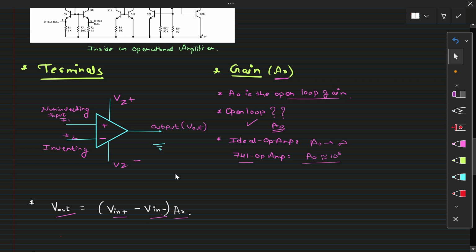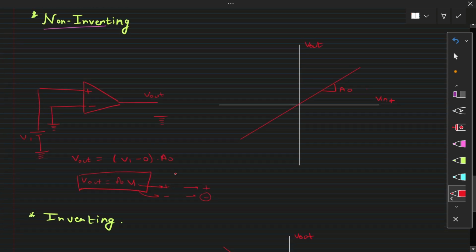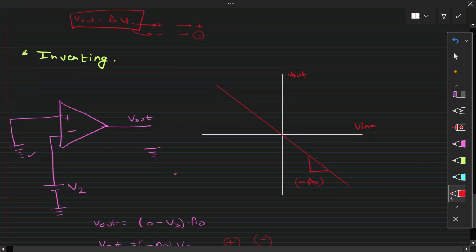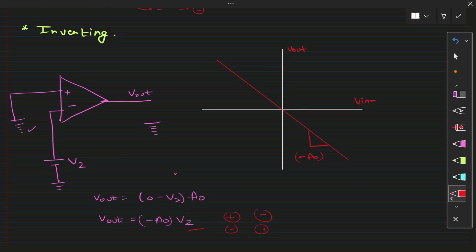Next, the standard inputs: input 1 we call the non-inverting input, and input 2 the inverting input, and you get some V output voltage. The equation of the V output is V in plus minus V in minus times A naught. Next, we saw the non-inverting input circuit. Here the graph is a straight line with the slope A naught, and in the inverting circuit the graph is a straight line with the slope minus A naught.